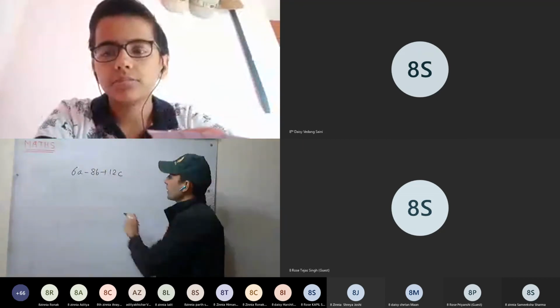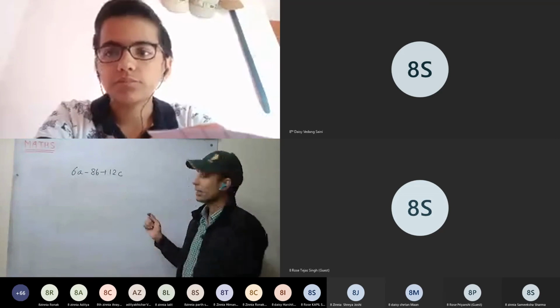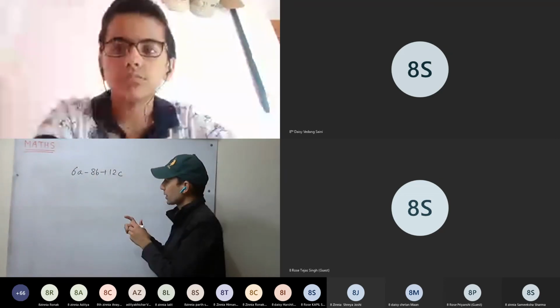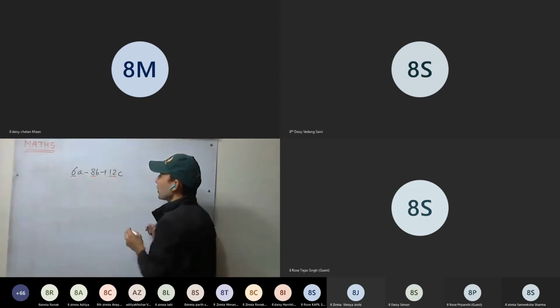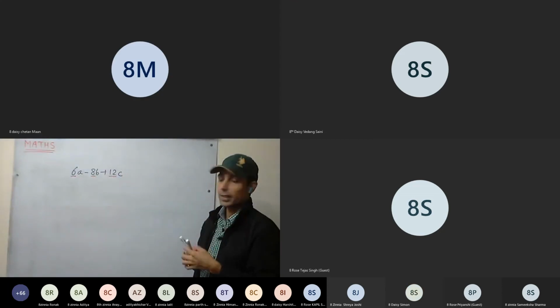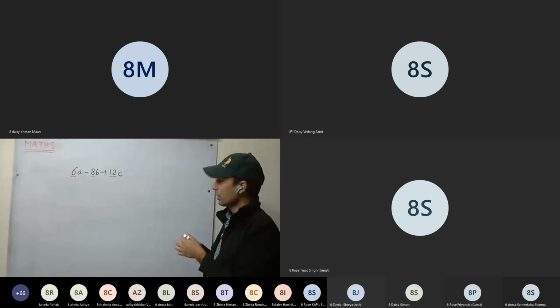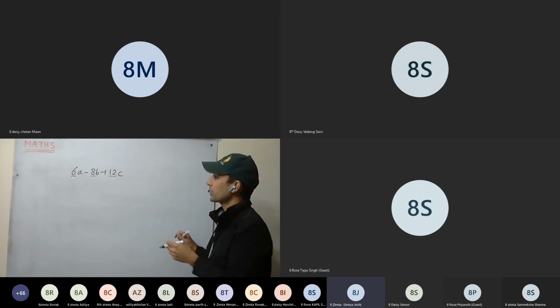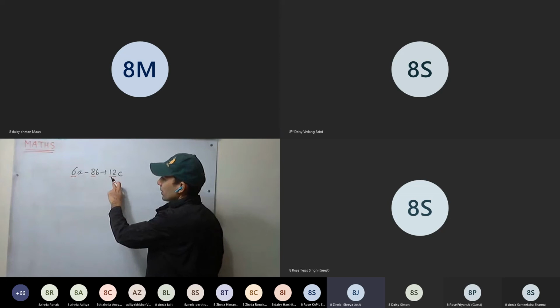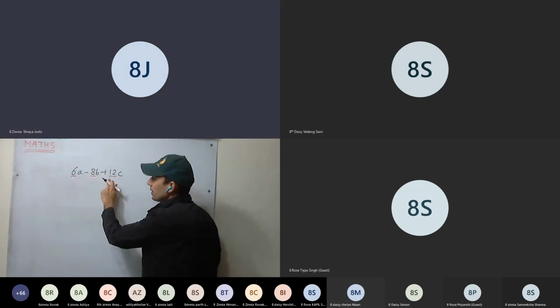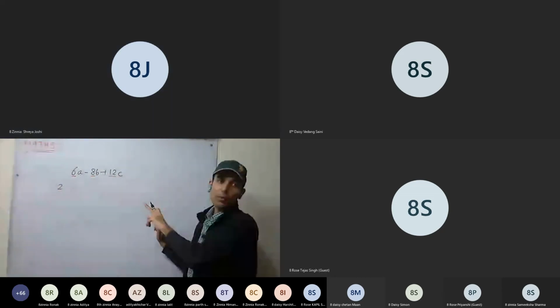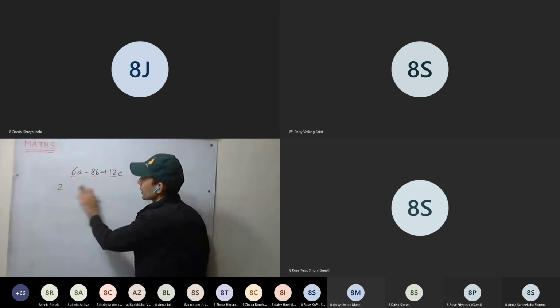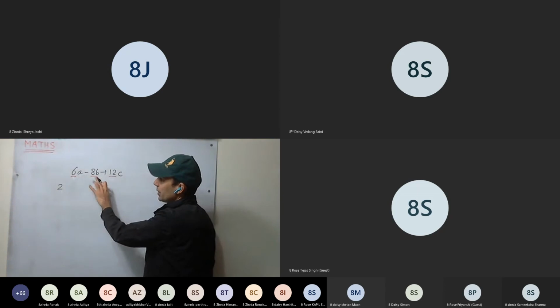See, 6a minus 8b plus 12c. Okay. So here see first the constants. What is common among the constants? We are having 6, 8, 12. What will be the highest common factor of 6, 8, 12? Either you calculate on this side. Find the highest common factor of 6, 8, 12. It will be 2. It is 2 only. So take 2 out. a, b, c. No common factor among the variables. So leave them as such. Only 2 is the common factor.